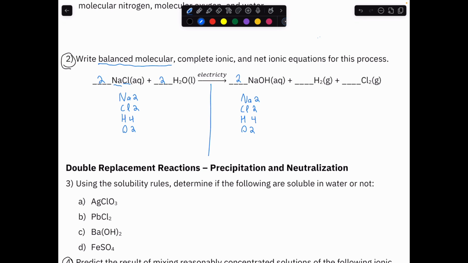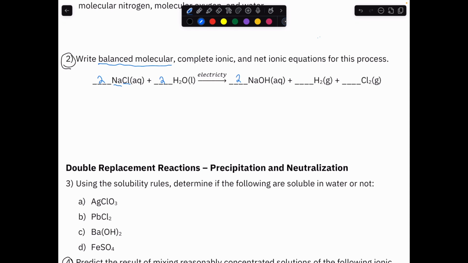What I always like to do afterwards is I erase what I have here, and I go back through the equation to double check that I have the same on both sides. So here I have 2 sodium, 2 chlorine, 4 hydrogen, and 2 oxygen. And then we already know on this side we have 2 sodium, 2 oxygen, 4 hydrogen, and then 2 chlorine. So they both equal the same thing. I'm going to erase these now.